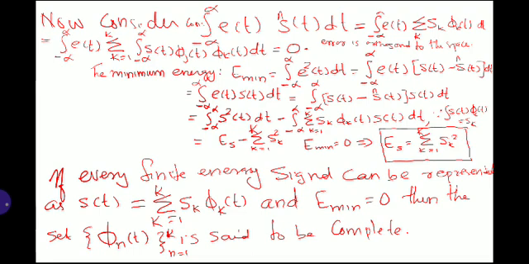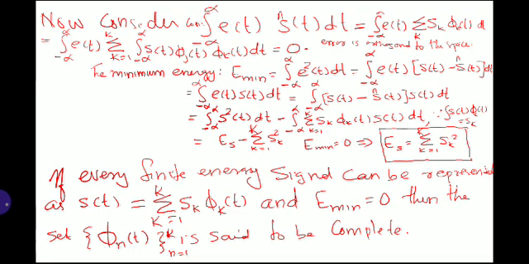So for minimum energy, that is when E min is equal to 0, then you will get Es is equal to sigma k equal to 1 to k sk square. So that is the idea. For minimum energy, the energy of the signal should be equal to the sum of all the coefficients squared. That all should be equal.